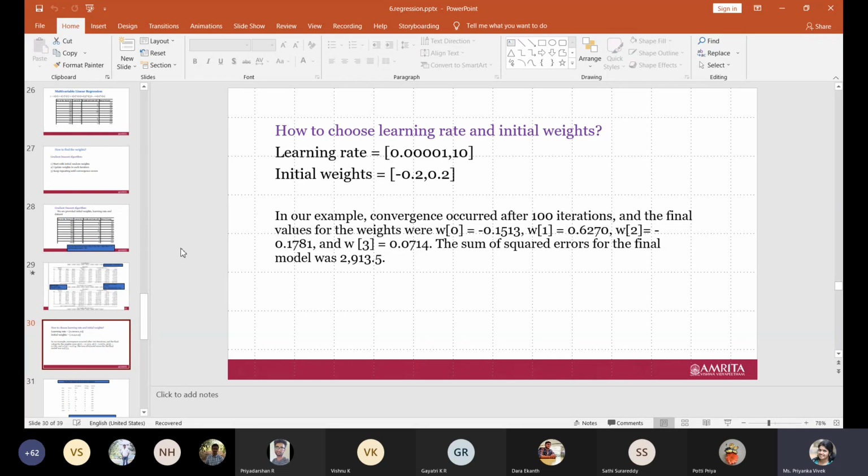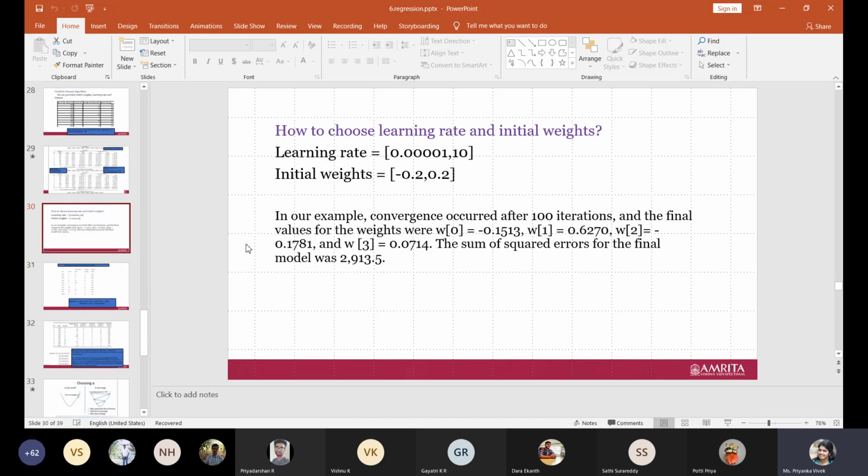In our example previously discussed, after 100 iterations it has converged, and the final value was this. And the sum of squared errors for the final model was this. So let us see the rest in the next class. Is that fine? Anybody wants to ask anything? Otherwise, we'll just end the class.